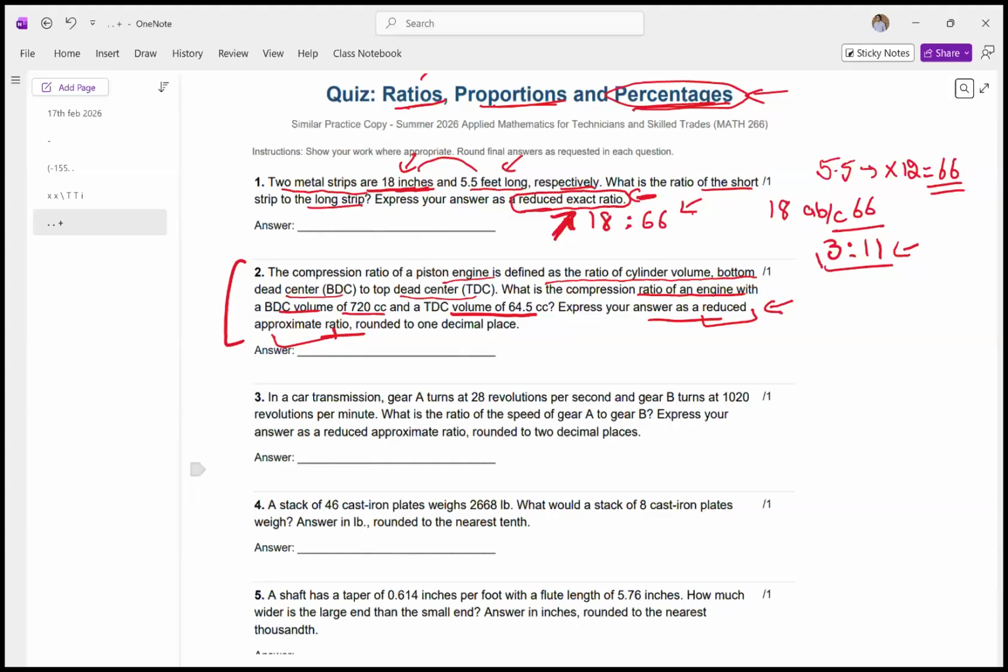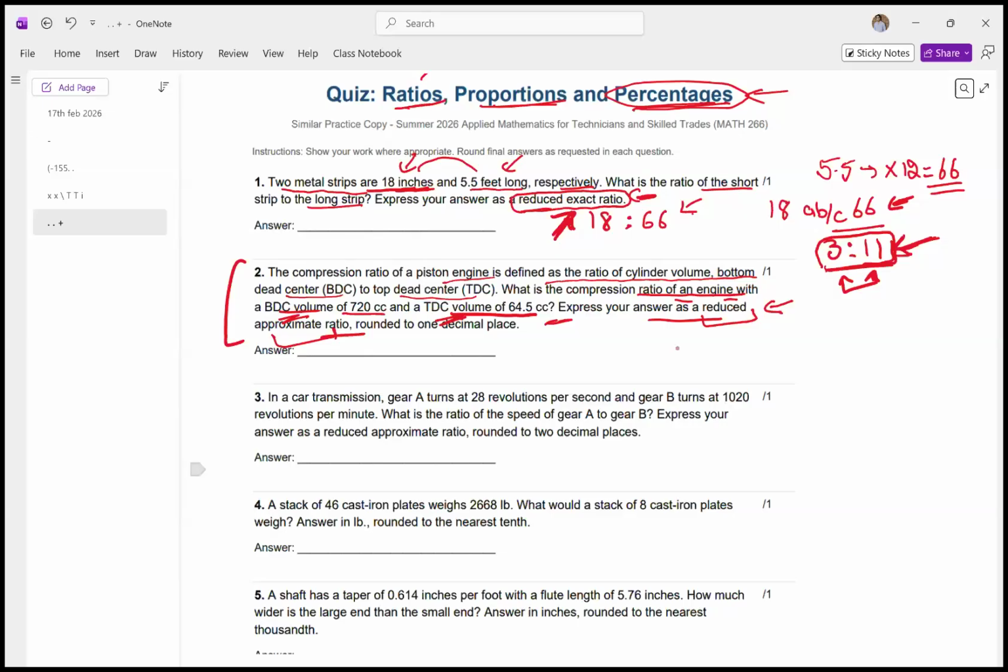Exact means you will be using the numbers, whatever you put in your calculator, whatever numbers you get, those are your exact forms. Now when we talk about the reduced approximate form, one of the two values of the ratio must be one. So let's see how we can solve this one. One is what we are trying to find: compression ratio of the engine with BDC volume this and TDC is this. Reduce them to the approximate ratio.